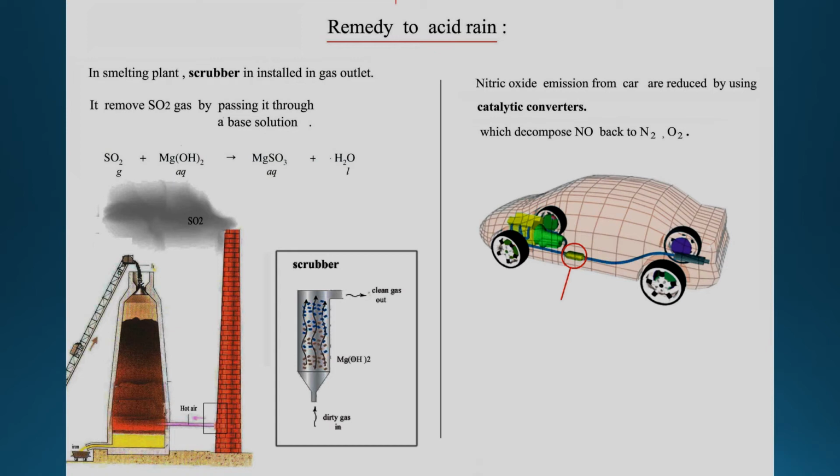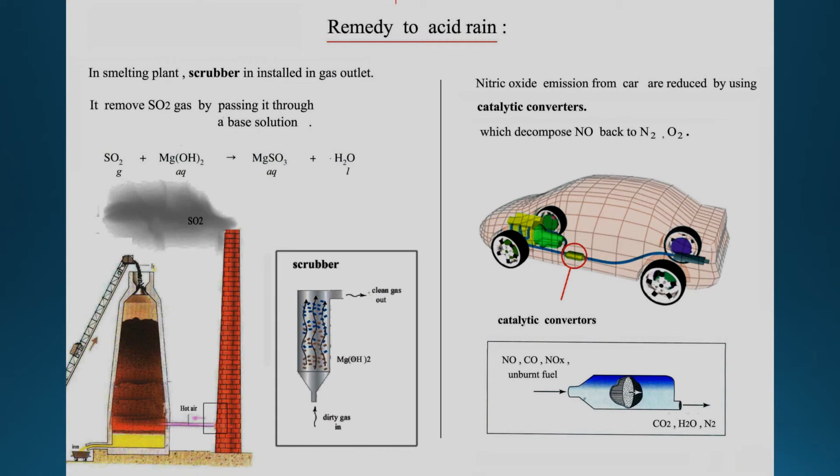Nitric oxide comes from the car, from the engine that it emits out. And nowadays, they have the catalytic converter. What is a catalytic converter? The function is very simple.